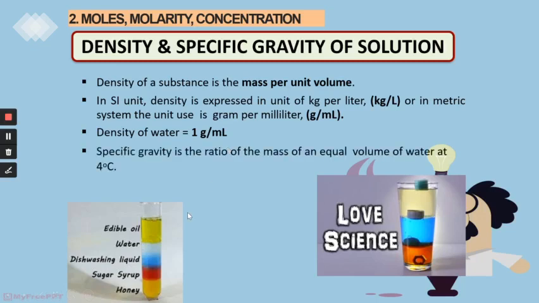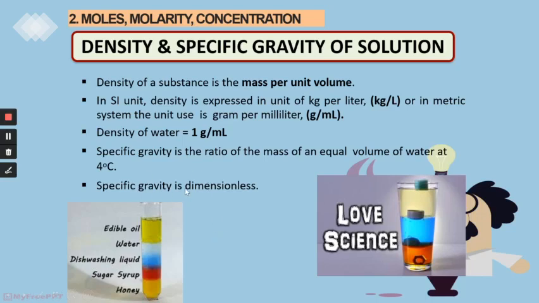Specific gravity is the ratio of the mass of a substance to the mass of an equal volume of water at 4 degrees C. So specific gravity is dimensionless. What does it mean dimensionless? It has number but without unit. Okay, when a number is without unit, usually it is meaningless. But when it is dimensionless, it is a number without unit, but it has meaning.